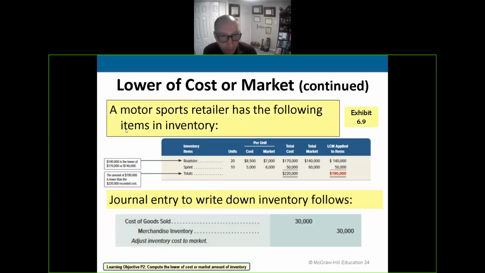The lower of cost or market, I always have trouble saying that for some reason, represents the cost in comparison to the market cost. And if the cost is lower than its market cost, we call that its replacement cost. And this is what this example shows us.